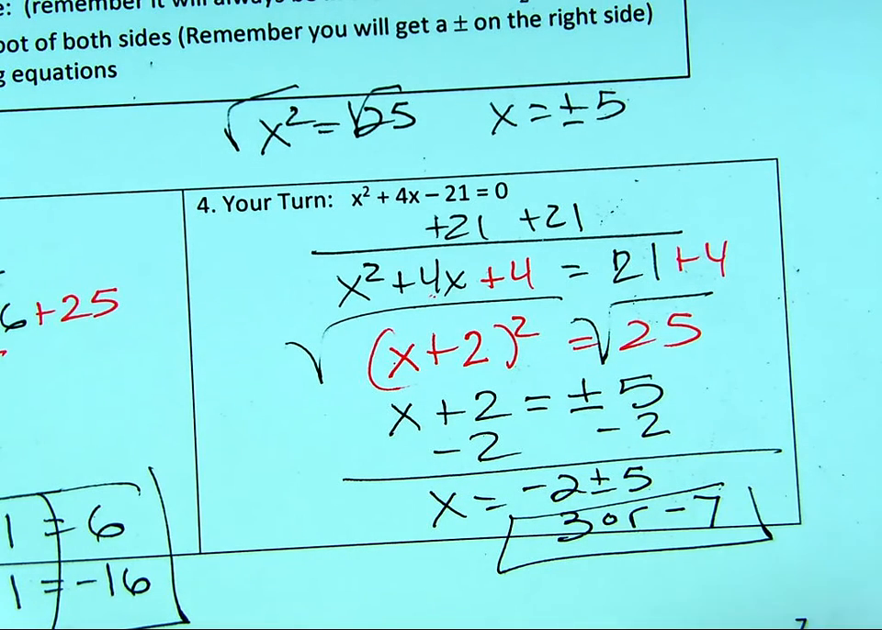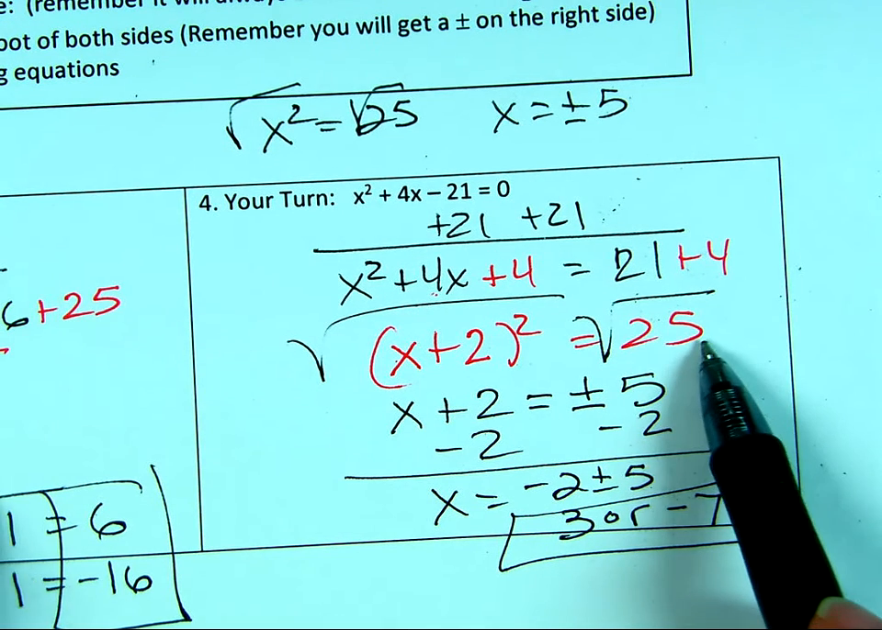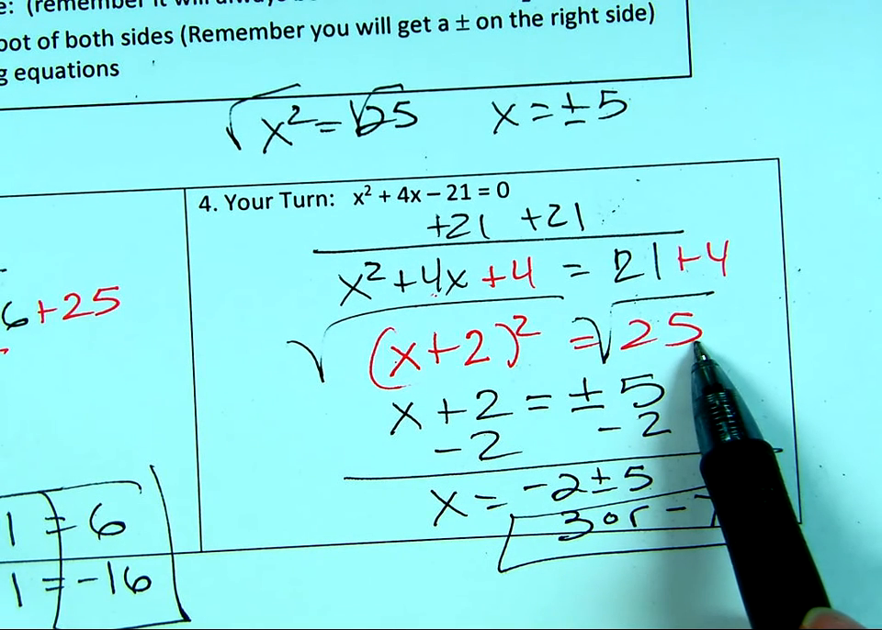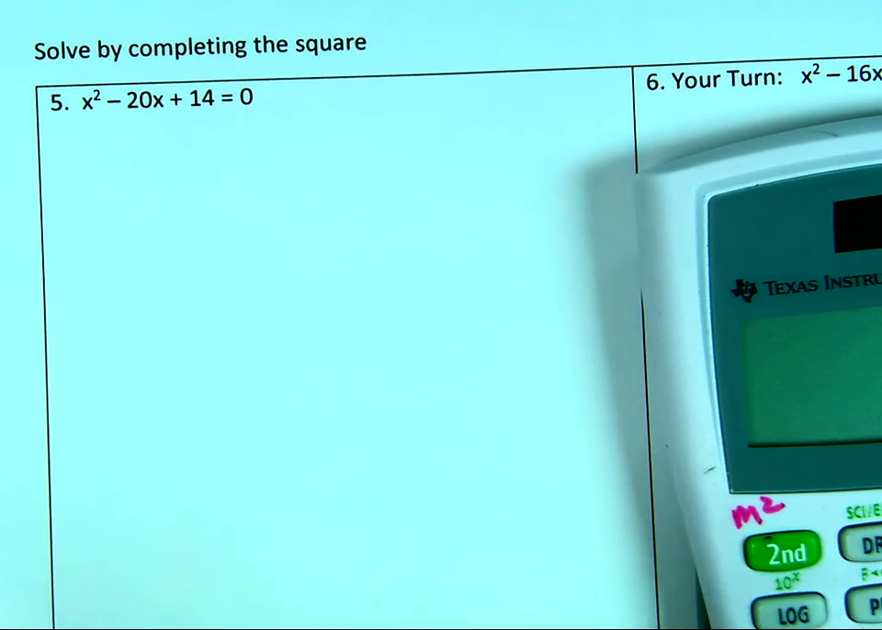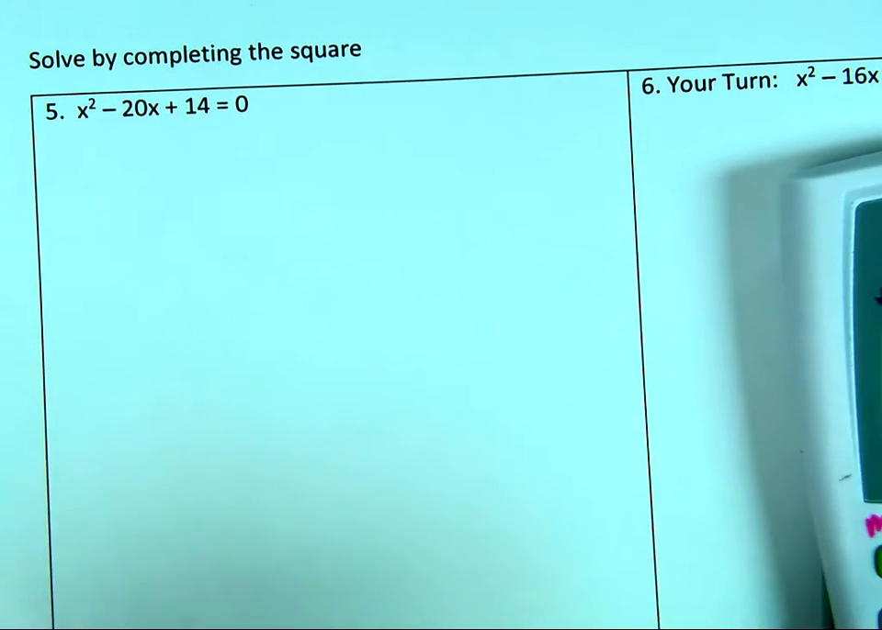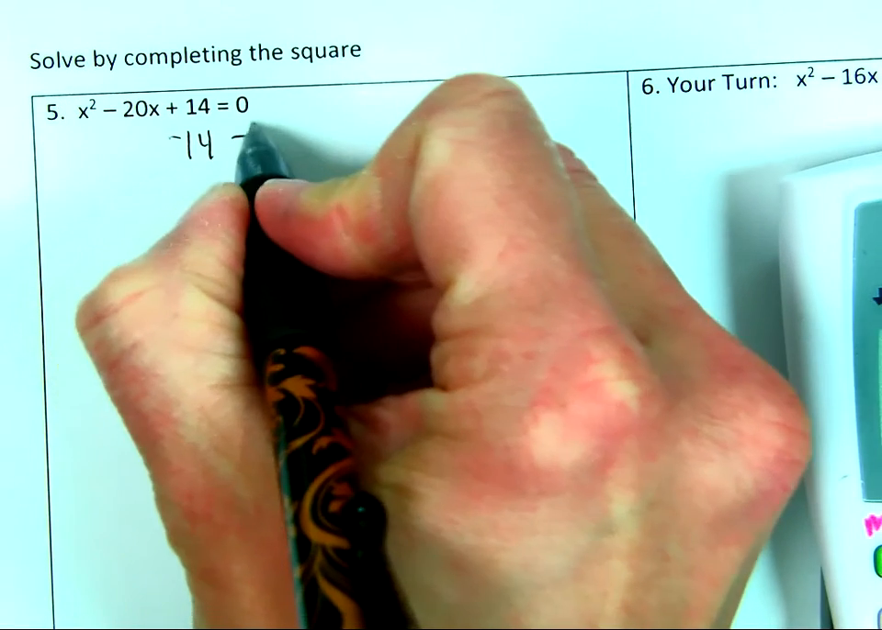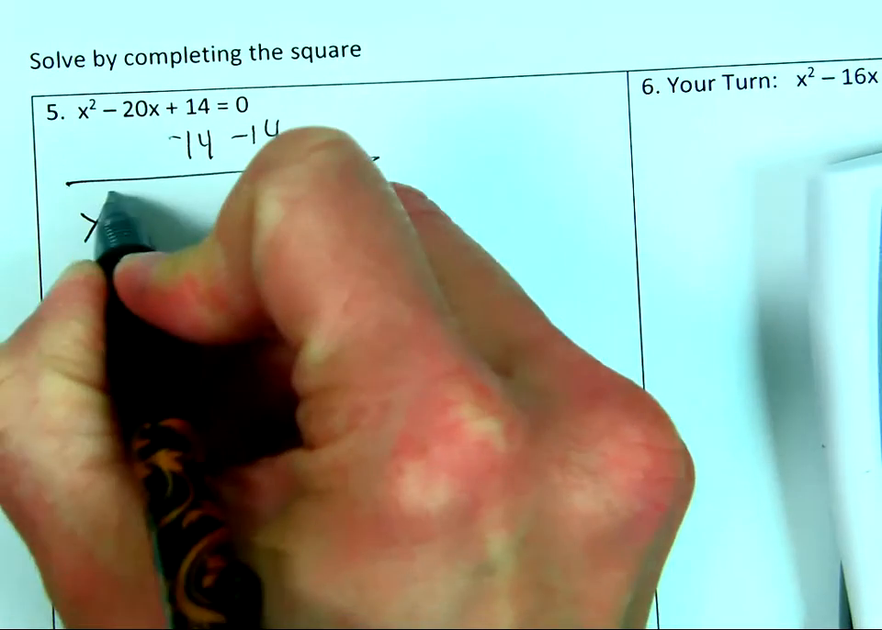So those both, when I square rooted them, turned out to have a perfect square on the right side. So now we're going to do a couple that don't do that. And so we're going to have to use our calculators for these. So we'll get my calculator out. Okay, but the same steps. I'm going to subtract 14 from both sides. And I'll leave a little gap when I write it down.